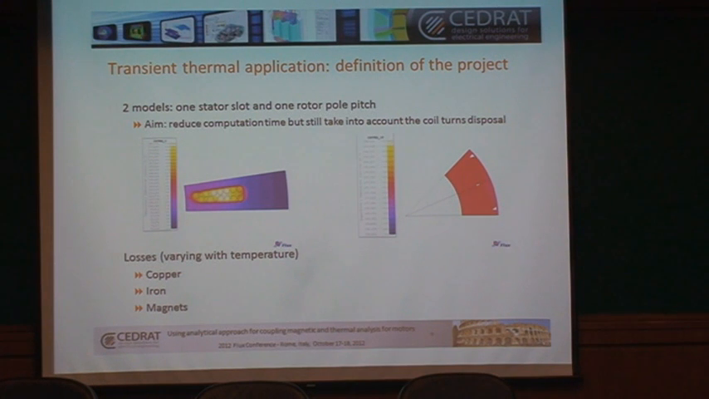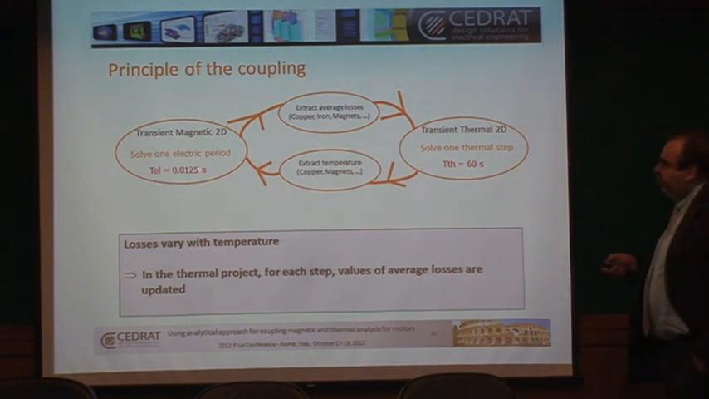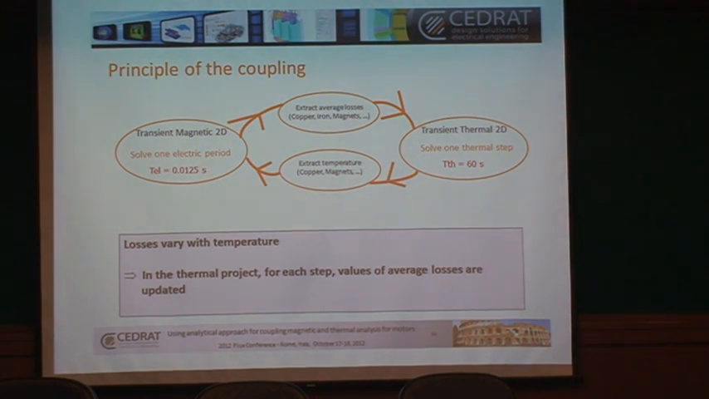So again, we talked about this coupling before, and that gives you a little information about the time constant. So we do a transient magnetic, we solve for a cycle, and we have to solve for 12.5 milliseconds. That's the electrical. I'm sorry, this is a time sampling. So that's the time step that we have here. And this is the time step for the thermal, 60 seconds. So you can see how we have a difference and how it makes sense to decouple those two things.